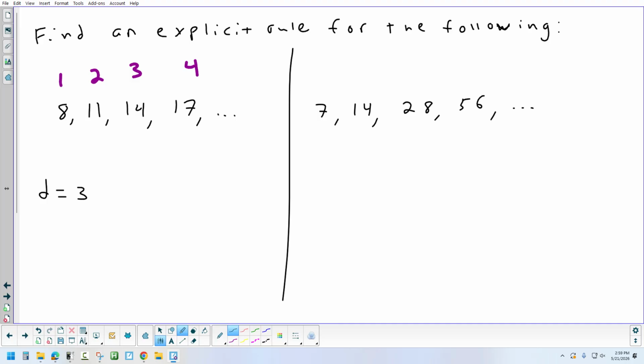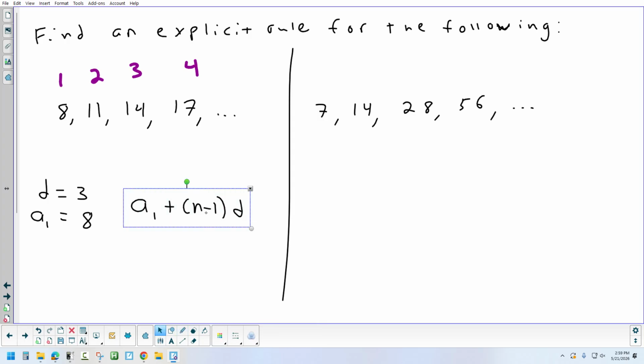It's always adding 3. And what's the first term in our sequence? 8. So there's a formula that uses these two values. You fill them in, and then it will give you the answer that we're looking for. Does anyone remember the formula for an arithmetic sequence? Yep. It's a sub 1 plus parentheses n minus 1 parentheses times d. And what does that give you? What does it equal?